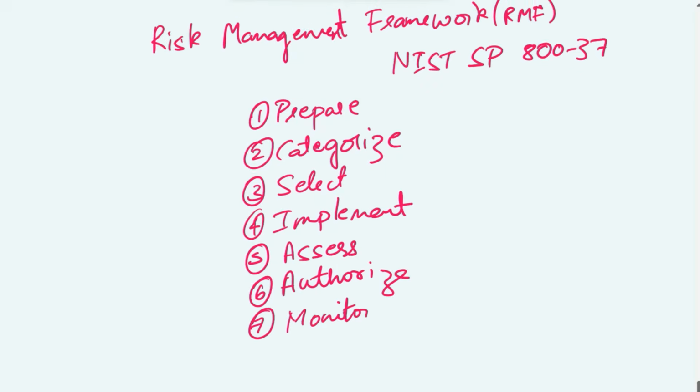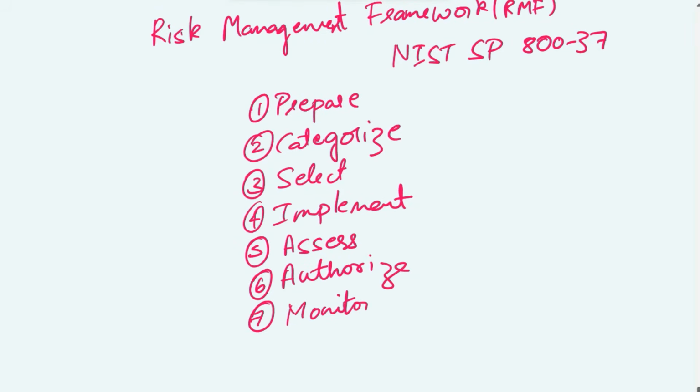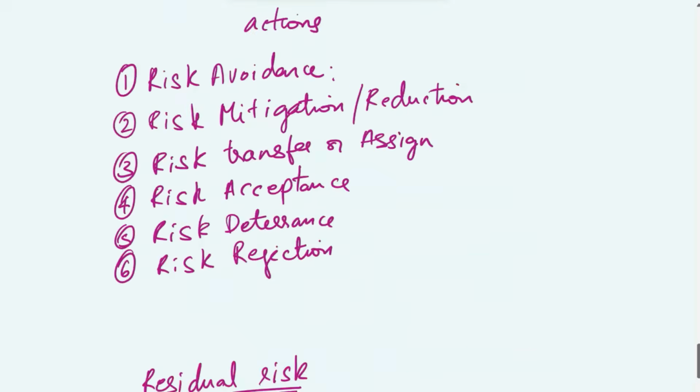So these are the 7 phases of RMF. Actually, RMF is designed to be flexible, scalable, and adaptable to various organizations and system types. It promotes a risk-based approach to security, allowing organizations to tailor their risk management efforts according to their unique circumstances and needs. This framework emphasizes a life cycle approach to risk management, encouraging continuous improvement and adaptation to emerging risks and challenges. So, this is about risk management.